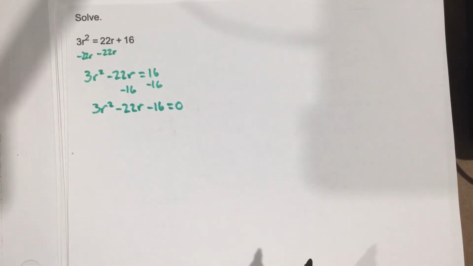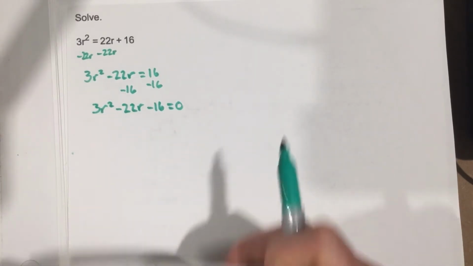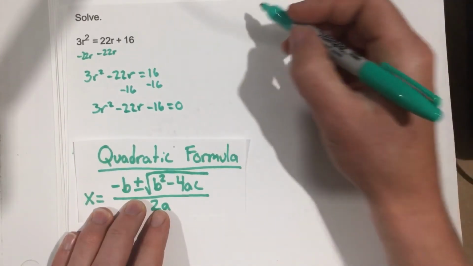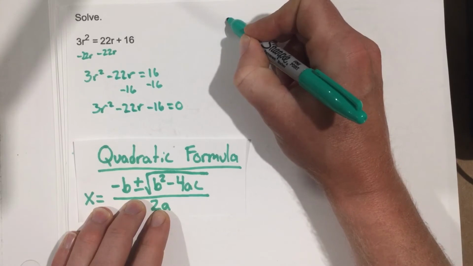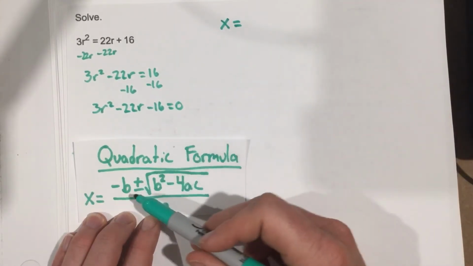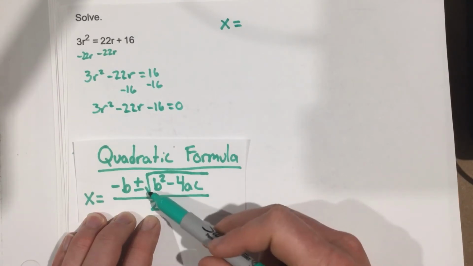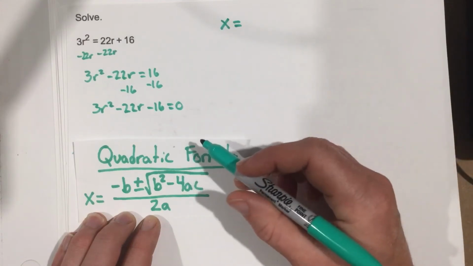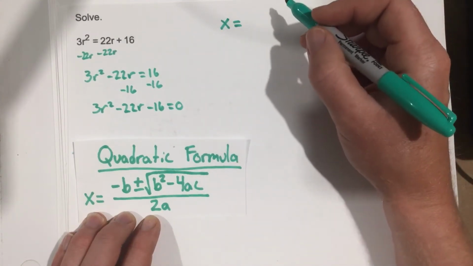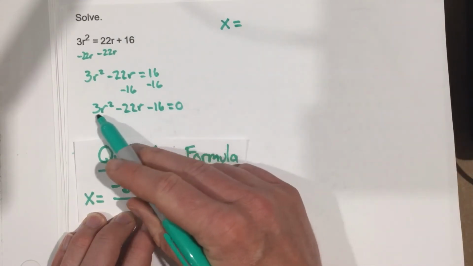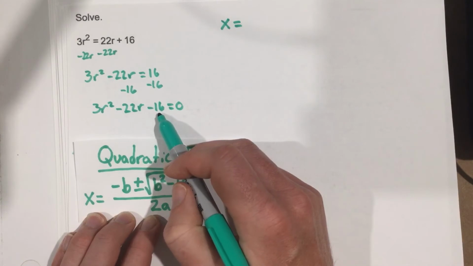Let's pull out the quadratic formula. Most students like the quadratic formula because they tell me, well, it gives you the answer every time. And that is very true. You got to remember the equation though, so this is something to start to memorize. Negative b plus or minus root b squared minus 4ac over 2a. So I always like to write a, b, and c out at the top, usually. I'm not going to do it here, but you can see a is 3, b is negative 22, and c is negative 16.